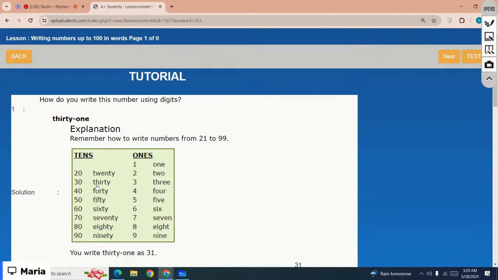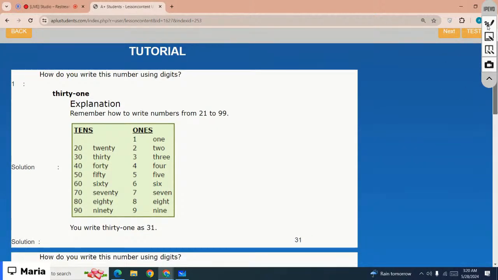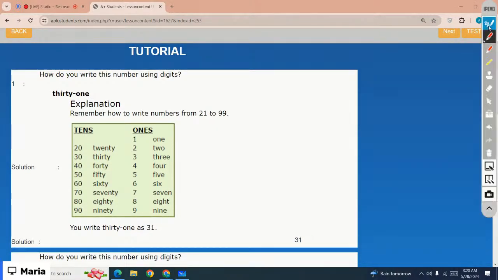How do you write this number using digits? 31, right? Usually when we pronounce the numbers like this, 31, we don't write the number like this, 3 and 1. How do you pronounce it? We pronounce it 31. 30 means 3 tens and 31 means 3 tens and 1 ones. So the correct option is 31, right?